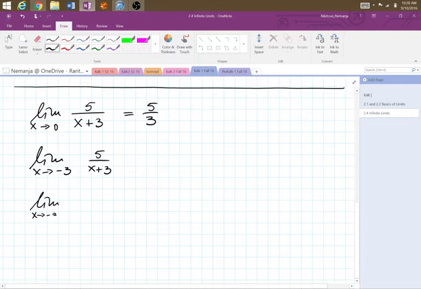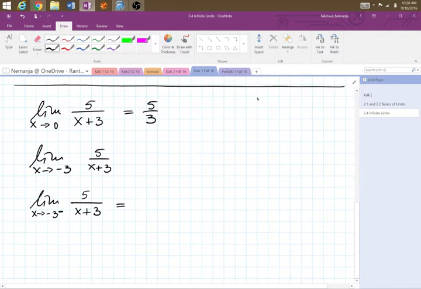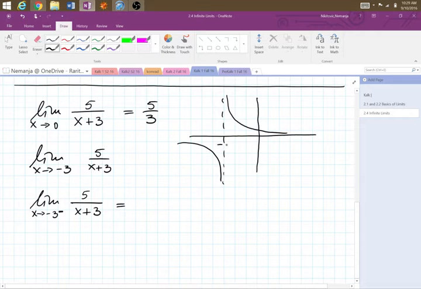Limit as x goes to -3 from the left, so -3 minus, of 5 over x plus 3. So what is this limit? Well, luckily you know how to graph because you took a Precalculus course, otherwise this would be just terrible. You know that plus 3 on x means shift everything to the left 3 units. Awesome. So as we are approaching -3 from the left, what are we getting?